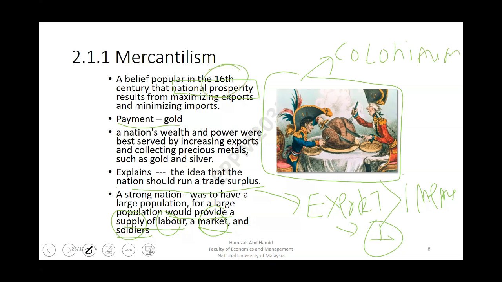Remember, the 16th century is when colonialism happened a lot in multiple places in the world. Okay, just a bunch of people taking a slice of the world.